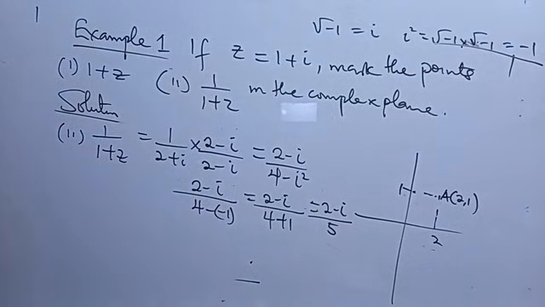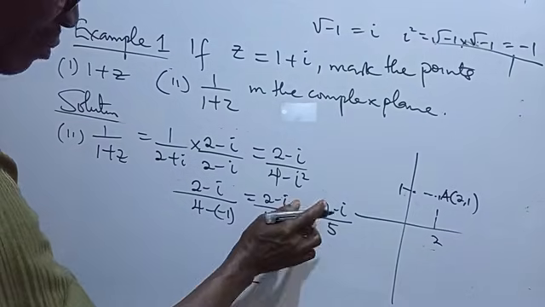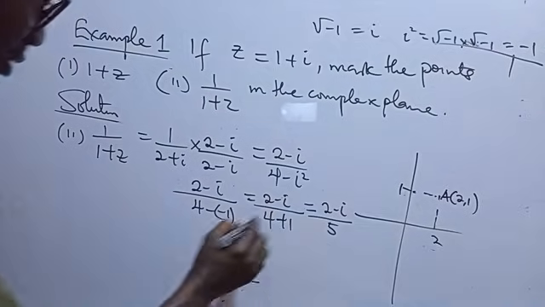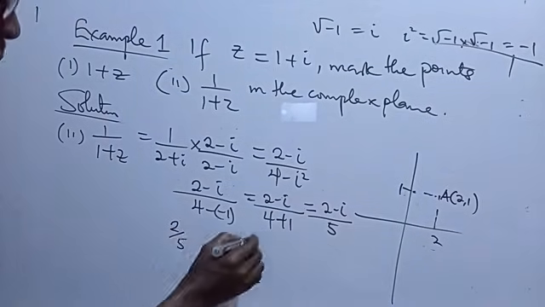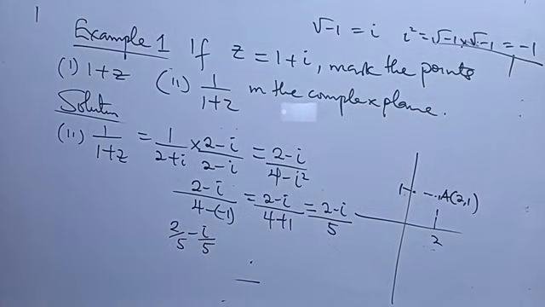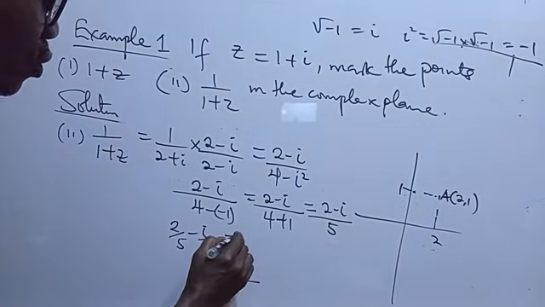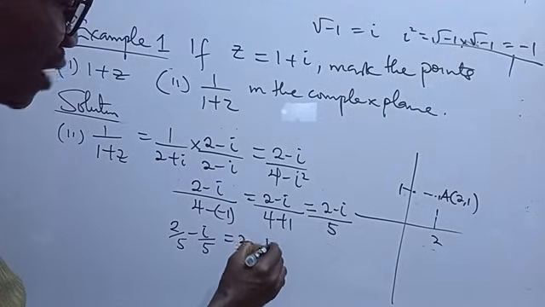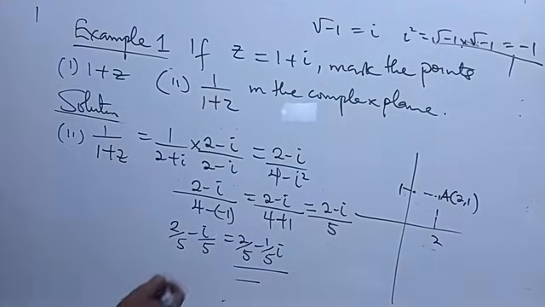Now, you can't leave it like this because you have to express it in form of x and y coordinates. So divide both sides by what? By 5. You get what? 2 over 5 minus what? i over 5. And so that gives us 2 over 5 minus 1 over 5 i, because 1 is the coefficient of i here.